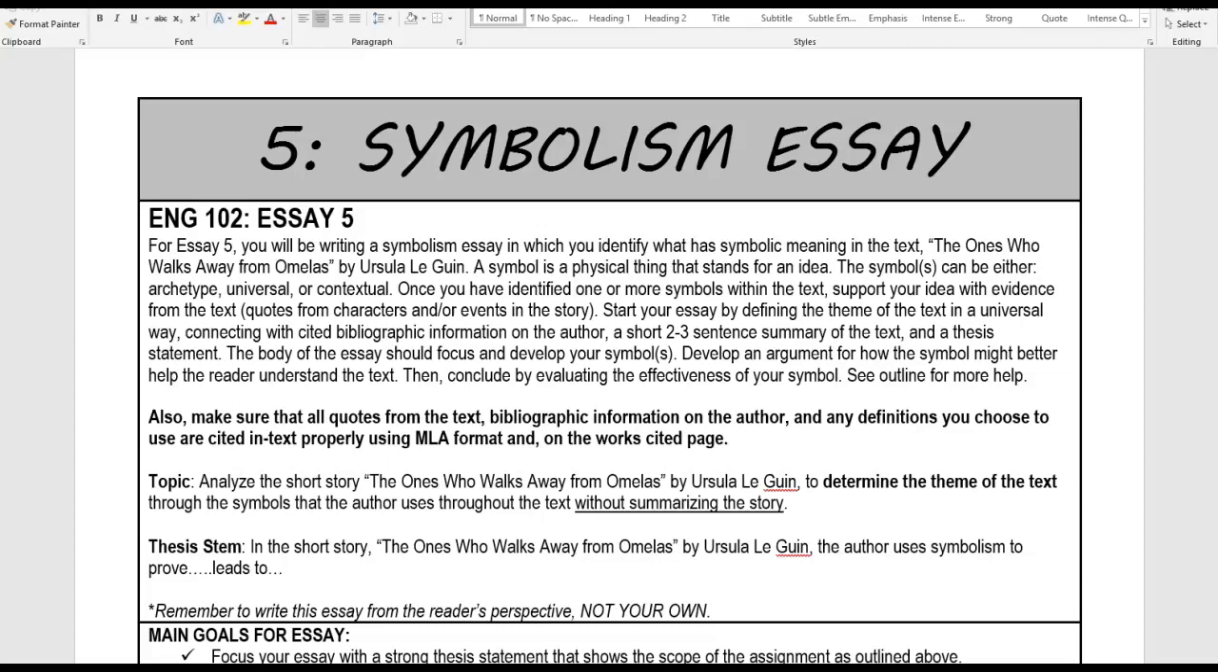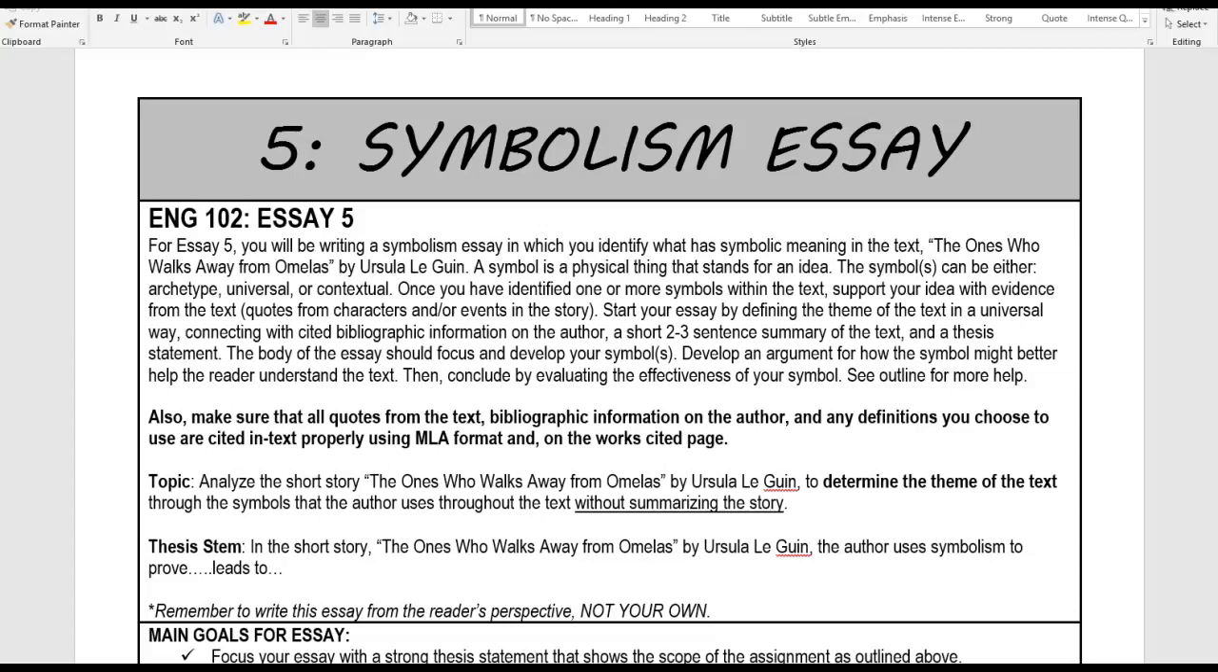Then conclude by evaluating the effectiveness of your symbol as it pertains to the theme and the universal outcome in your thesis statement. You should see your outline for more help. Also, you should make sure that all quotes from the text, bibliographic information on the author, and any definitions you choose to use are cited in text properly using MLA format and on the Works Cited page.